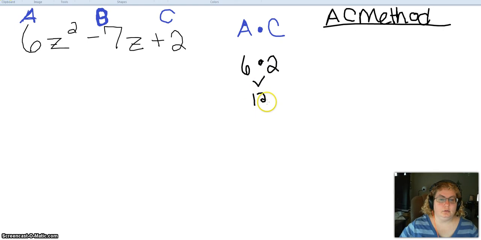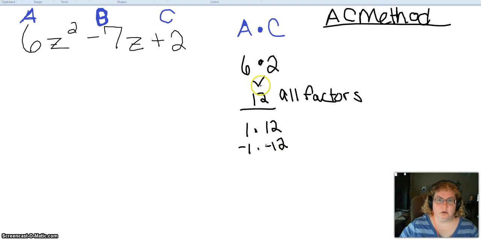Which gives us 12. Now, we want to list all the factors of 12. We start out with 1 times 12. We also have negative 1 times negative 12, which gets us a positive 12. We've got 2 times 6. We also have negative 2 times negative 6. 3 times 4. And we still have negative 3 times negative 4.